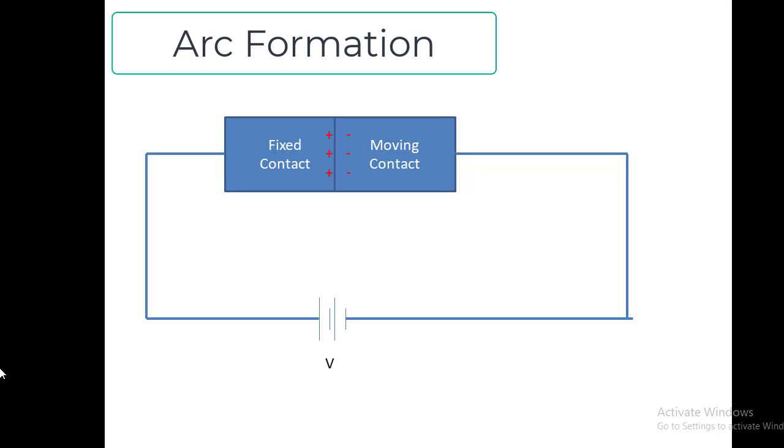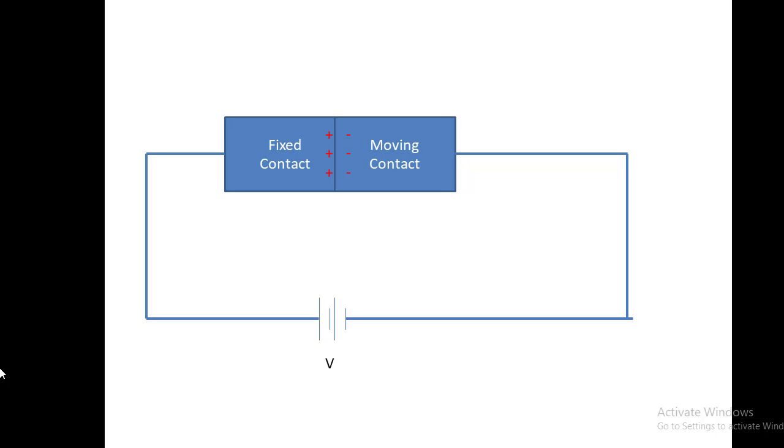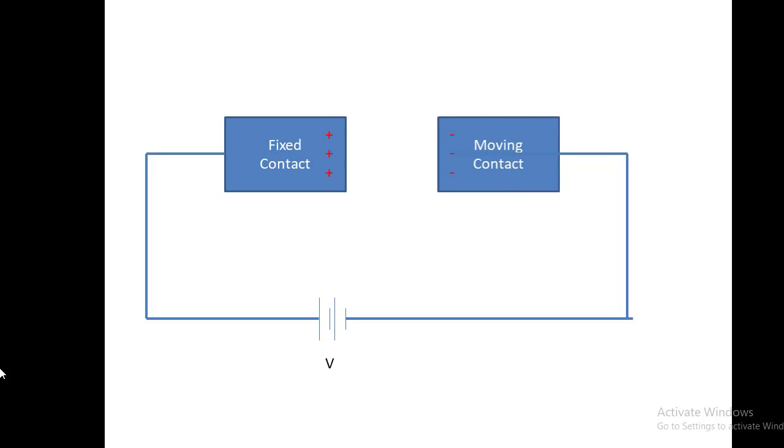When a fault occurs in the system, a heavy current flows through the contacts of the circuit breaker before they are opened by the protective system. At that instant, the trip coils of the circuit breaker get energized and the moving contact is pulled apart by some mechanism.